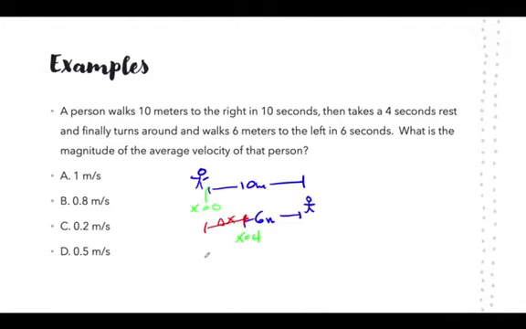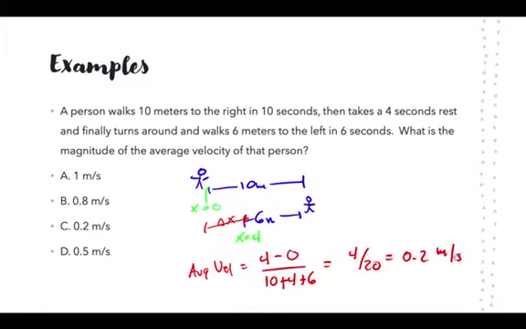So let's calculate our average velocity. Average velocity would be equal to change in position, final minus initial, divided by total time: 10 plus 4-second rest plus 6 seconds. This would mean that my average velocity would be 4 divided by 20, which would be equal to 0.2 meters per second to the right. But since the problem only asks for magnitude, we only give its magnitude, which would be C. All right, let's keep going.